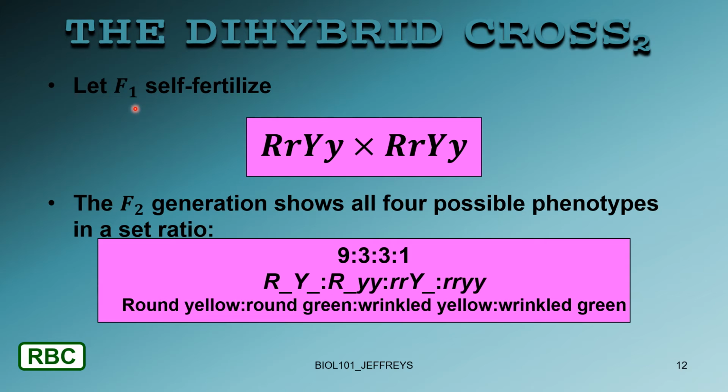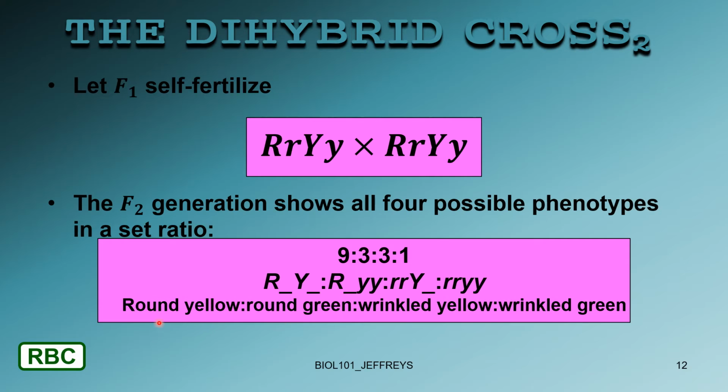Okay, so then we're going to let the F1 plants self-fertilize. Remember, these are heterozygous for both traits. And that's going to yield the F2 generation and a set phenotypic ratio. In this case, it's 9:3:3:1. So remember, in your monohybrid cross, you ended up with a set phenotype ratio 3:1. In this case, we have 2 traits, and we have a set ratio of 9:3:3:1.